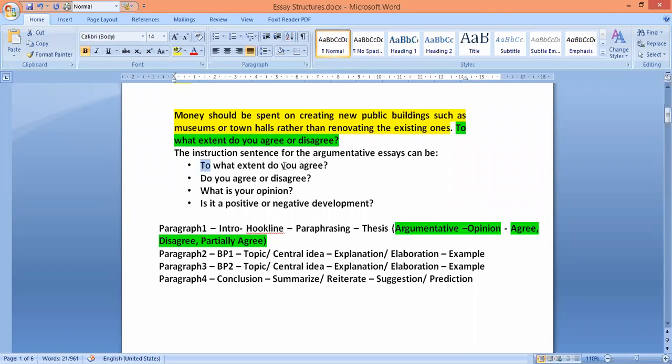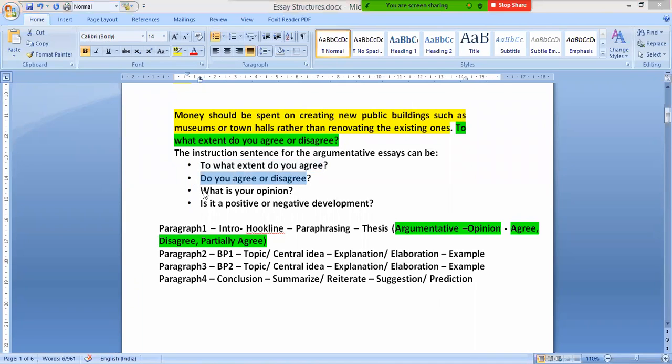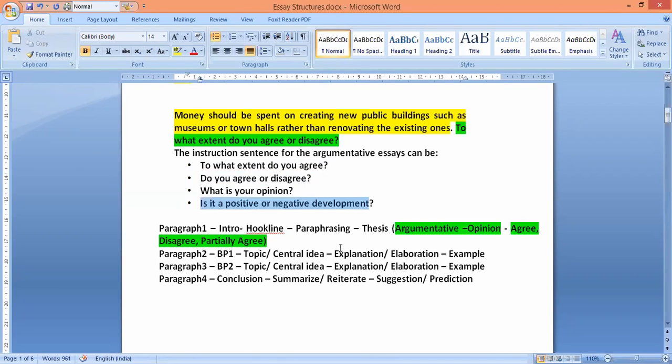So if the question comes, to what extent do you agree? You know what you have to do. If the question comes, do you agree or disagree? You know what is your opinion? It is asking, do you agree, disagree, or partially agree? Is it a positive or negative development? You can either say it's completely positive, completely negative, or say it's a positive development also, negative development also.